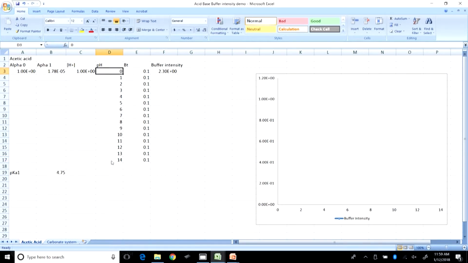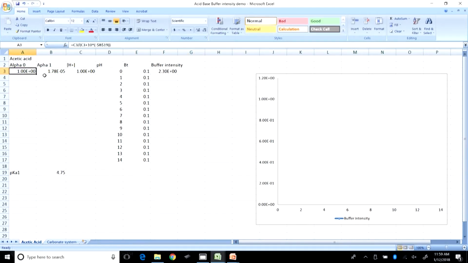So the pH is from 0 to 14, the total acid or base is obviously going to stay the same, and the pKa for acetic acid, what do we know that to be? It's going to be equal to 4.75 or 4.76. So I'm considering 4.75. Here I have alpha naught, alpha 1, H plus, pH, B total, and buffer intensity. And for buffer intensity, this has the relevant equation which we just derived: 2.303 times the concentration of H plus plus the concentration of OH minus, plus B total times alpha naught times alpha 1. So that's what we have here, right.